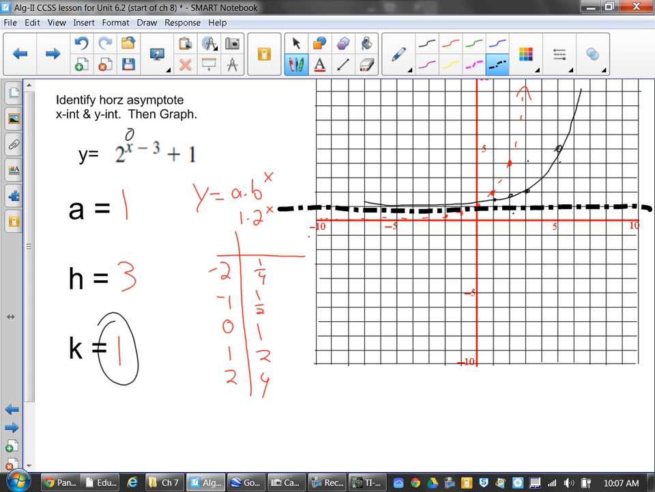Did everybody hear that, how I figured out the new y-intercept? It's still at when x is equal to 0. So if you substitute in 0 for x, you get 2 to the negative third. So that's 1/8. Add 1 to it, you get 9/8. Everybody all right with that? That's your new y-intercept.